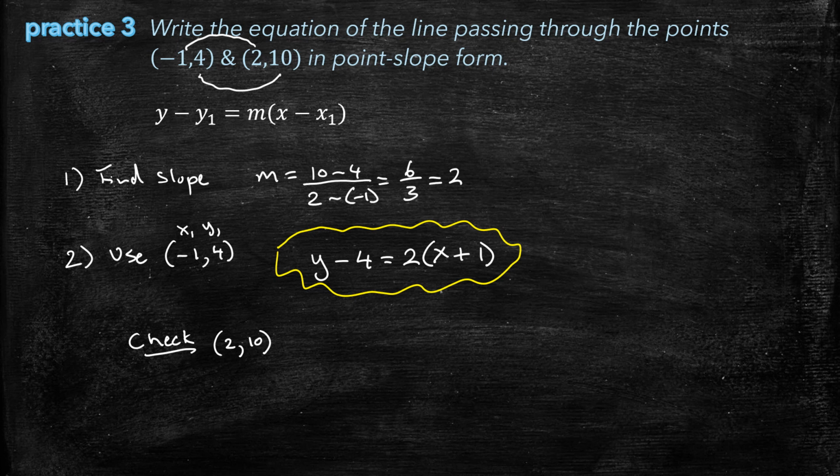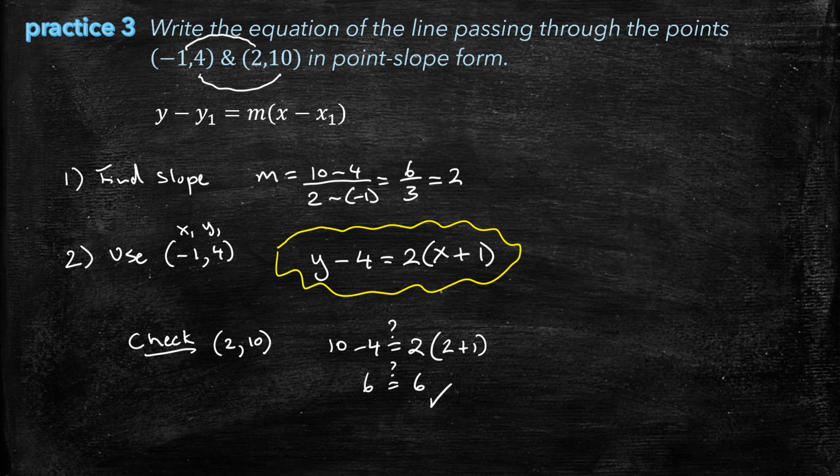So I'm going to replace y with 10. And I'm wondering if that comes out to the same as when I replace x with 2. So 10 minus 4 is 6. And 2 times 3 is 6. So yes, it works. It checks out. We know that this is the correct equation of the line in point-slope form.